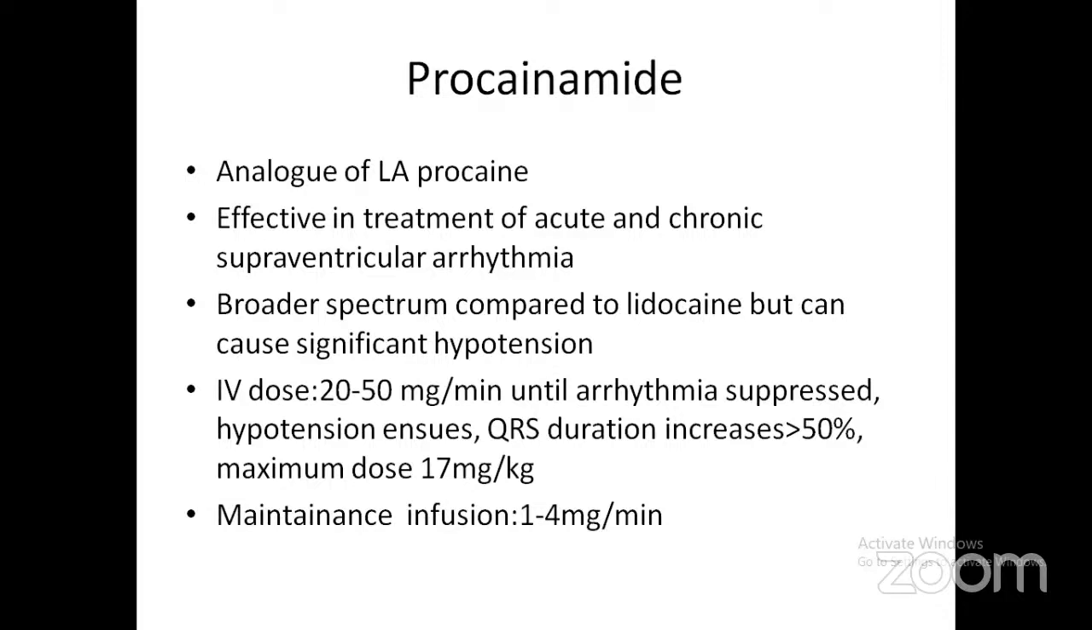IV dose is 20 to 50 milligrams per minute until the arrhythmia is suppressed, or hypotension ensues, or QRS duration increases greater than 50%, up to a maximum dose of 17 mg per kg. This is followed by a maintenance infusion of 1 to 4 mg per minute.